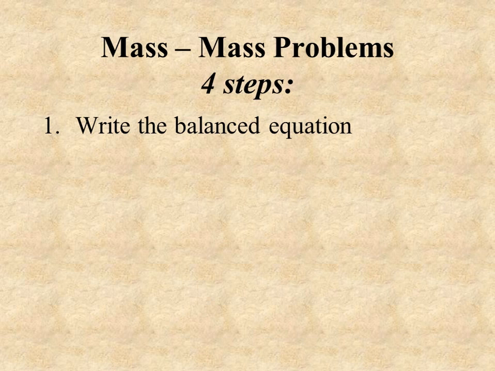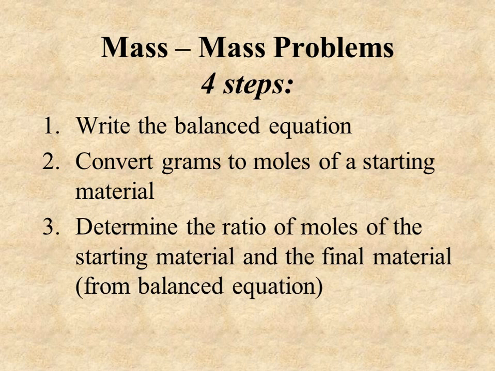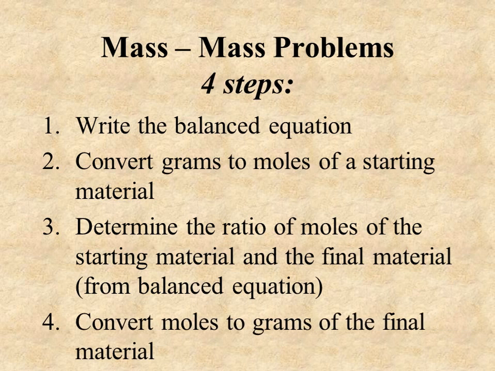In a mass-mass problem, you'll be given a mass of starting material. And the first step is to convert that from grams into our unit for a number of particles, which is the mole. So to convert from grams to moles, we use molar mass. Once we're in moles, now we can utilize that balanced equation and the coefficients in the balanced equation to determine the ratio of our starting material to our final material. And then finally, once we have converted to moles of our final material, then we can use its molar mass to convert it back to grams and the final answer that we seek out.